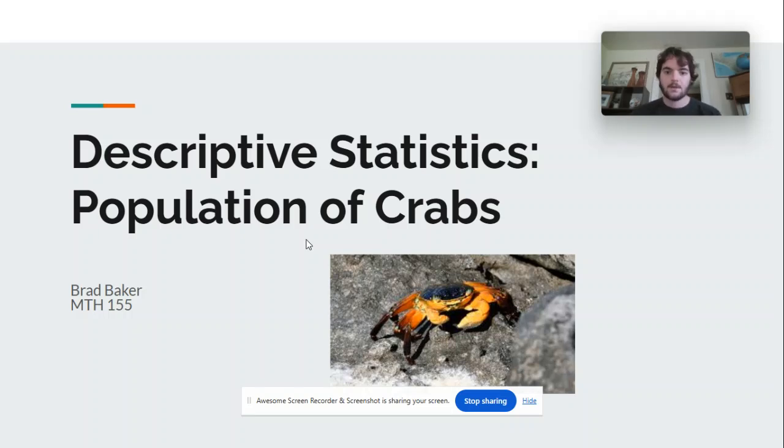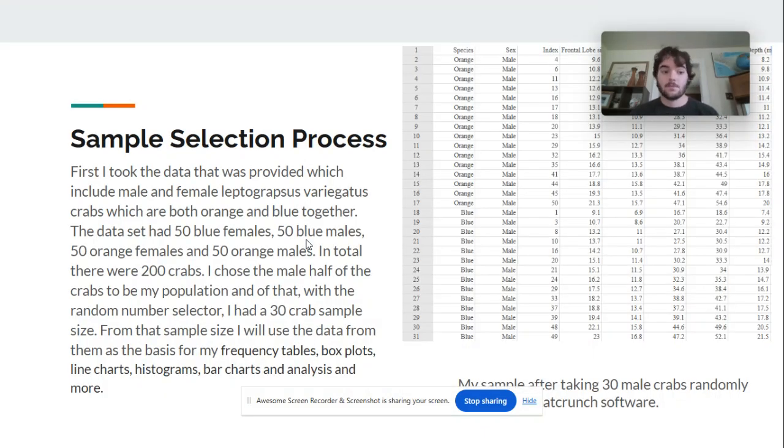Today I'll be talking about descriptive statistics, population of crabs. My sample selection process: first, I took the data that was provided, which included male and female Leptograpsis variegatus crabs, which are both orange and blue together. The data set had 50 blue females, 50 blue males, 50 orange females, and 50 orange males. In total, there are 200 crabs.